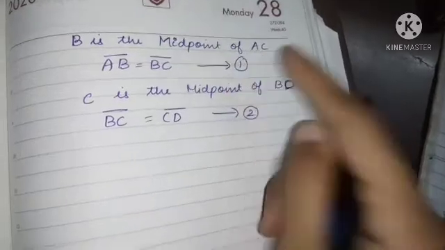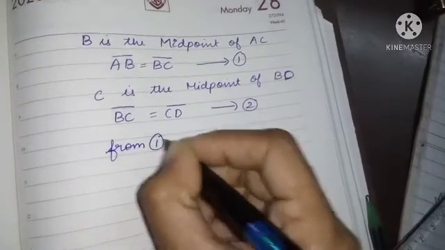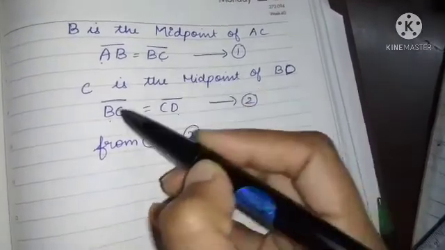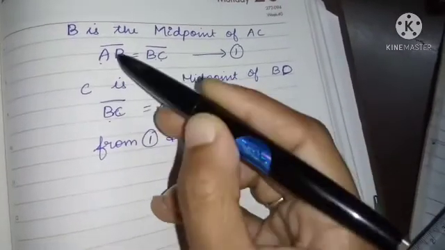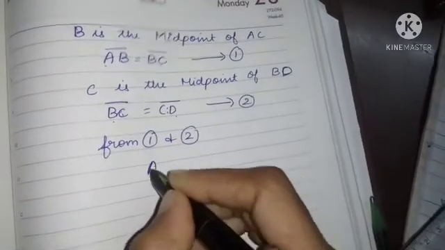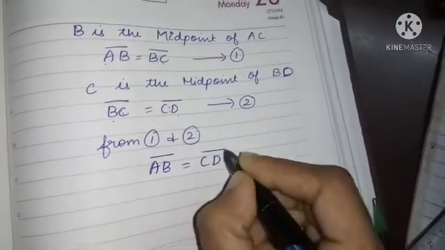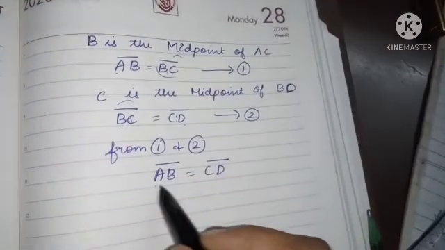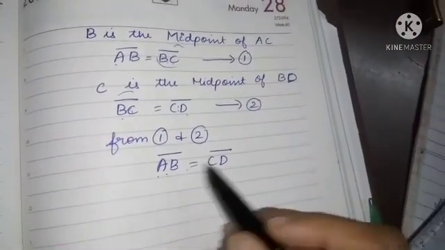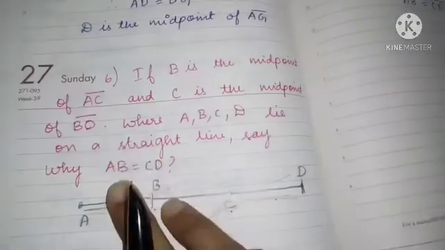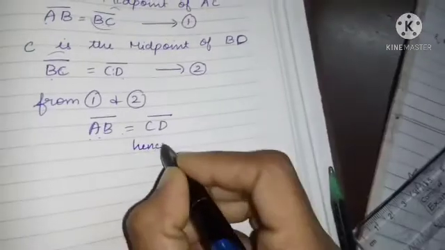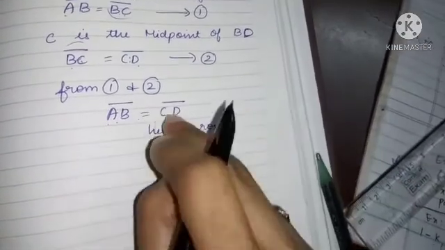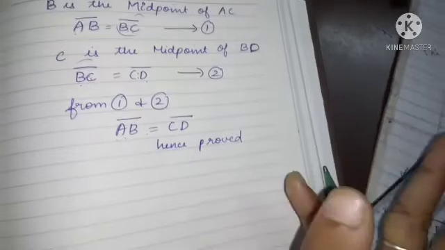See children, when you compare the first equation and the second equation, AB is equal to BC, BC is equal to CD. BC is the same. So if these two are the same, we can say that AB is equal to CD because BC is the same. So we got AB is equal to CD. Hence proved. What have they asked? AB is equal to CD. Yes, we have proved that they are equal.